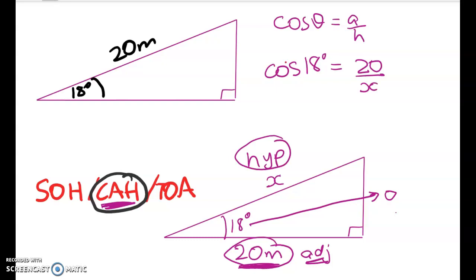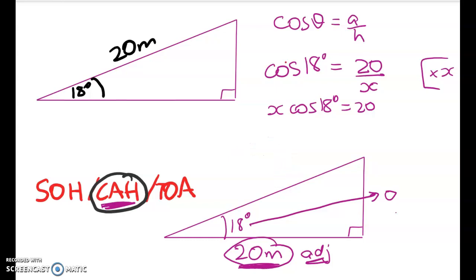But we're going to start by multiplying both sides by x. So if I times both sides by x, I get x cosine of 18 degrees is equal to 20. I want to have x on its own, and at the moment it's multiplied by the cosine of 18. So I undo it by dividing both sides by the cosine of 18. We get x is equal to 20 divided by the cosine of 18 degrees.